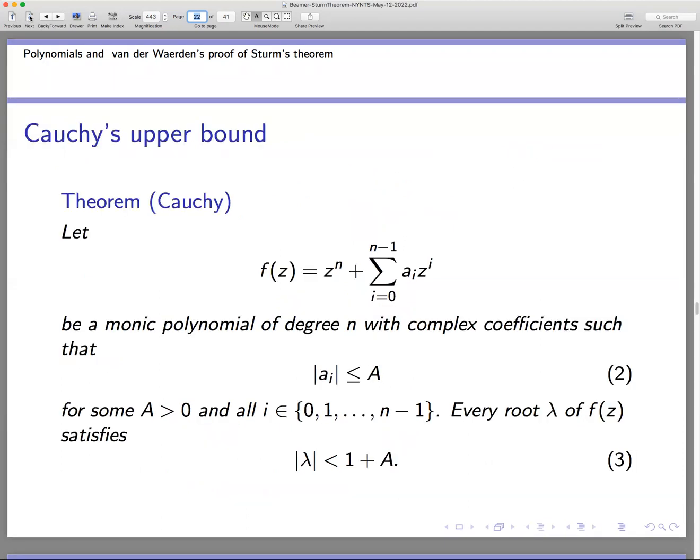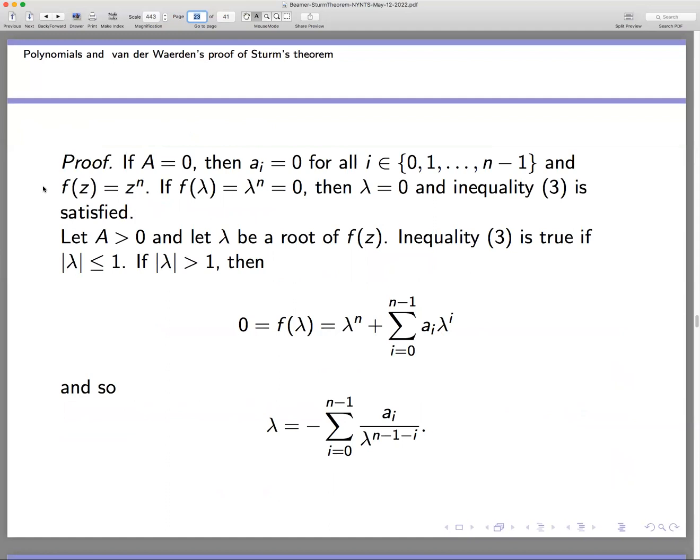A somewhat better estimate is due to Cauchy, which is the following. You take your monic polynomial, and instead of taking the sum of the absolute values of the coefficients, you find the maximum absolute value. So you let A be the max of the absolute values of the coefficients. Then every root is less than 1 plus A. One proof is almost the same as the proof of Lagrange's theorem.